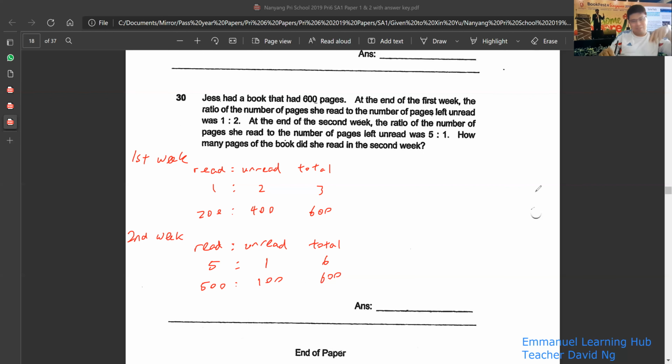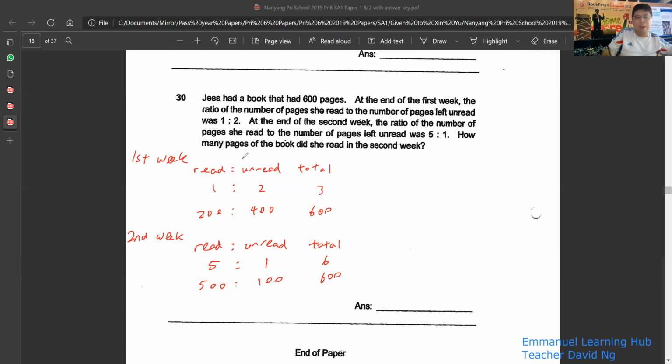Because I converted the ratio to the actual number of pages. You notice? That's what I did. For a ratio question, as much as you can, try to convert the ratio to the actual amount. Then you see a clear picture. Then you don't need to worry about ratio anymore. Then it becomes a simple problem sum. It won't be a ratio question anymore that you're solving. You notice?